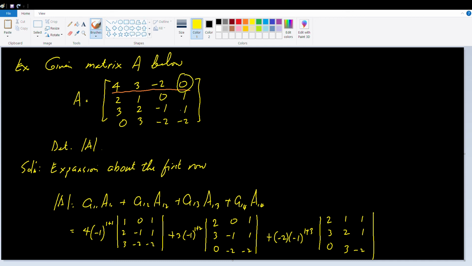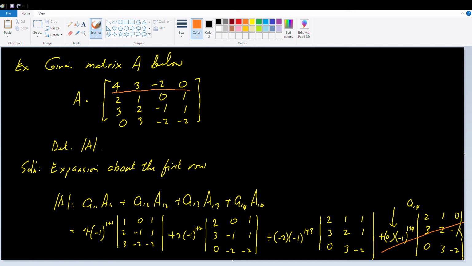Then finally, we go to the element A14, which is 0. Just to illustrate, let us write here 0 times A14. And A14 is negative 1 raised to 1 plus 4, determinant of. We delete the first row, fourth column. That will be 2, 1, 0, 3, 2, negative 1, 0, 3, negative 2. Okay, at this point, since the entry A14 is equal to 0, there's no need of writing the cofactor. Anyway, the product will be 0.